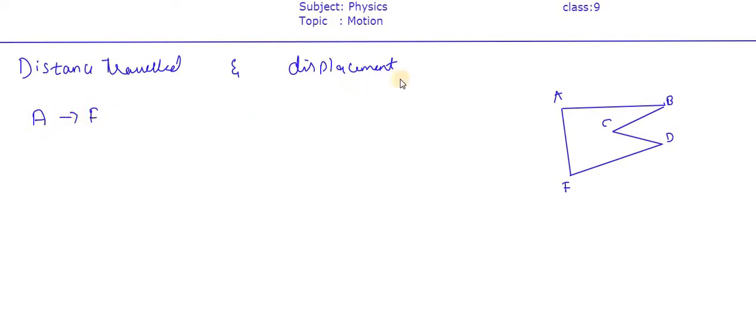Suppose I am standing at the place of A. Now I want to move to F. So usually how will we travel? We'll travel like this. What is the actual path from A to F? The actual path is this: we start from A, then go to B, from B to C, from C to D, and from D to F. This is the actual path.